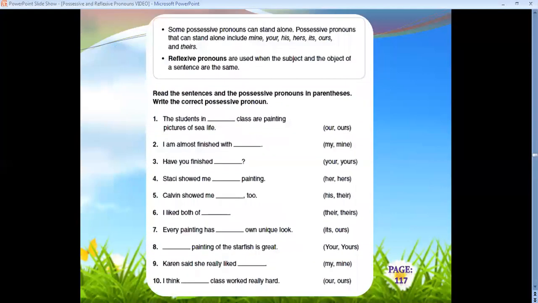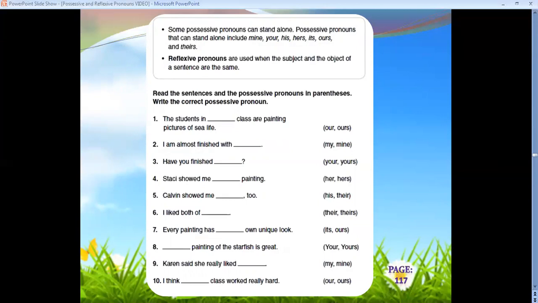Now page 117. We need to read the sentences and the possessive pronouns in parentheses. See, we have two here. We have possessive adjectives and possessive pronouns. And we need to write the correct possessive pronoun on the line. Okay? Let's start with the first one.